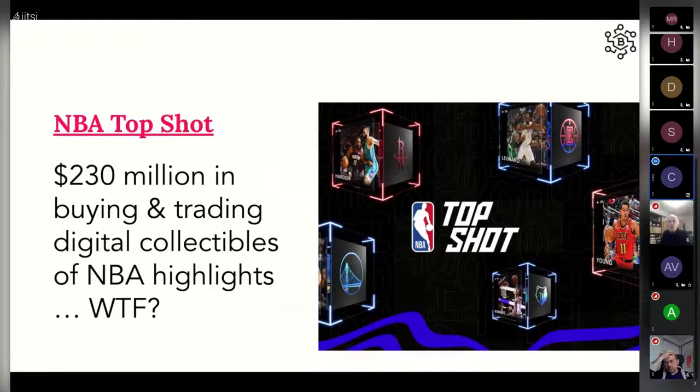Well, in January and February, NBA Top Shot did $230 million in buying and trading of digital collectibles of NBA highlights. In a nutshell, they were clips from the season that people can have bragging rights to owning. And I'm using "owning" in double quotes here. They are not really owned by the users; they are still owned by the NBA. But it's like trading cards, where you feel like you own the card, meaning you have something to brag about with your friends, saying, hey, look how cool this thing is. NBA Top Shot created this whole solution around this and got a huge amount of traction. The underlying solution that the collectible trading card was built on was NFT. So that's one reason.